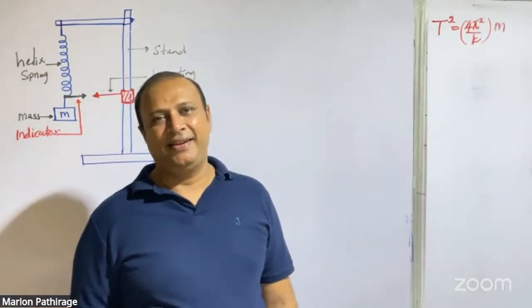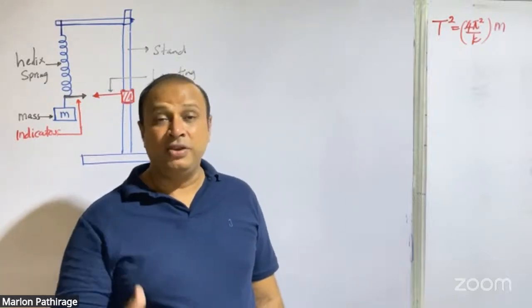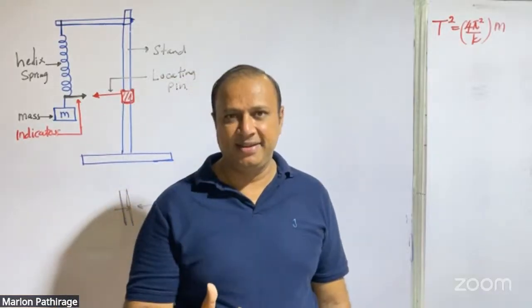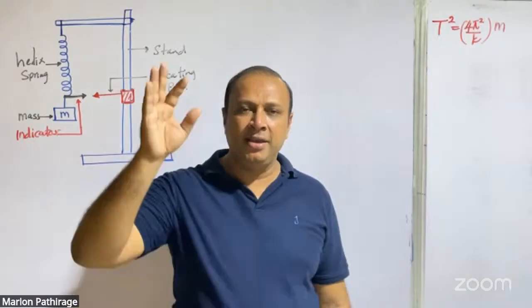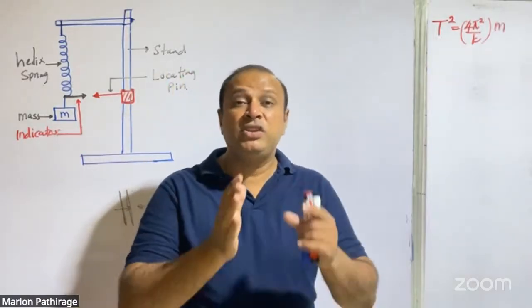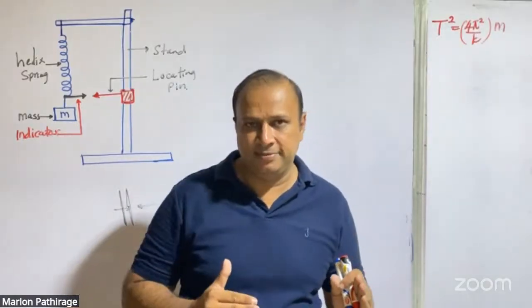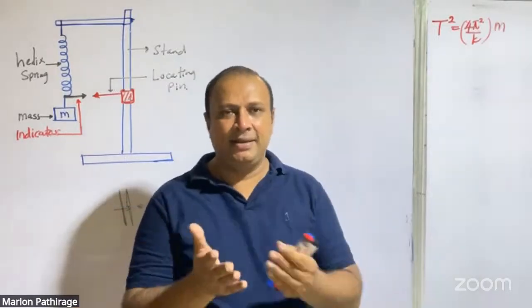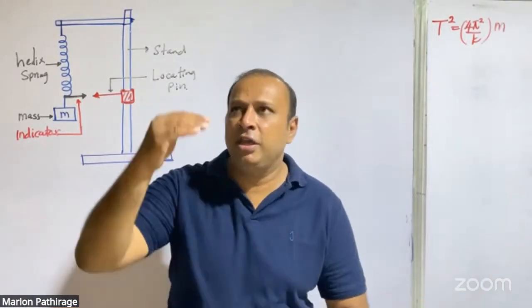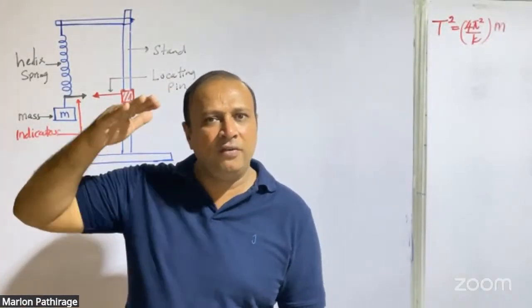And therefore we have to consider a certain number of oscillations. So instead of determining the period of oscillation, we are going to take the time for a certain number of oscillations. Let's say it's 50 or 30 or something. Therefore, we need to count 50 oscillations.